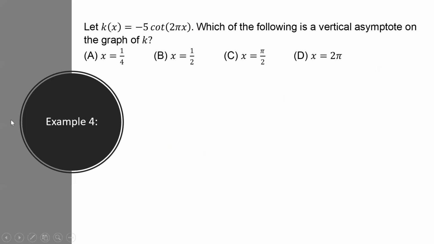All right, let's talk about cotangent. So for cotangent, we have negative 5 cotangent 2 pi x. Which of the following is a vertical asymptote? For cotangent, we're going to start off by writing it as what? What's the reciprocal? 1 over tangent. Or it can be written as cosine x over sine x. So we can write this as negative 5 times cosine x over sine x.